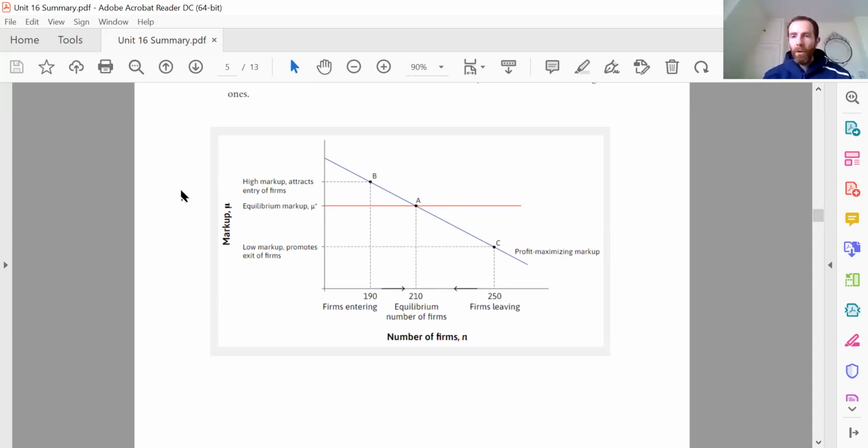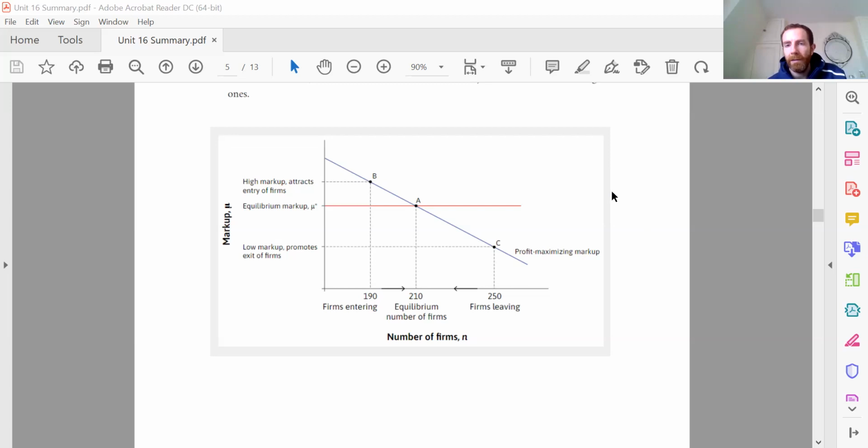We've seen what the markup means before. It's the proportion of the price that a good is sold for that goes to the firm as profits, right? So what proportion of the price is actually profit for the firm? So what we look at here is what's referred to as the equilibrium markup, or the long run markup. And there are two key lines here. The first, this downward sloping blue line, shows us a pattern that we'd expect: when the number of firms is higher, the markup available for an individual firm is lower.